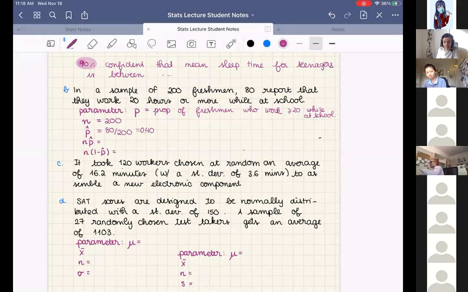And then you have that n times that proportion is 200 times this, which of course is 80, and n times 1 minus this is 120, both of which are larger than or equal to 5. Okay, which is something that we need to check in order to use the normal distribution.